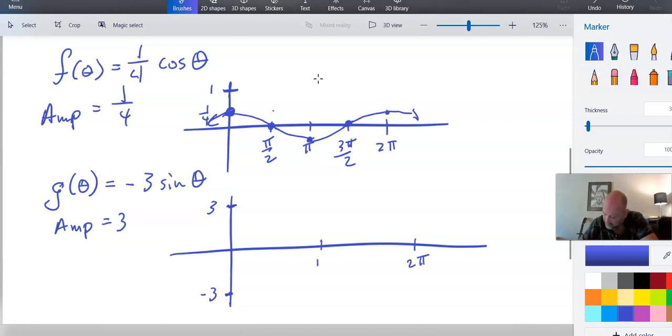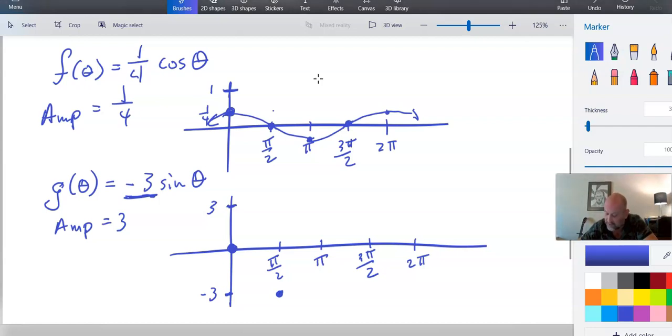And you can actually just work it out directly also. Just take each value of sine and multiply it by -3. So here, normally I'd start out, sine of 0 is 0. 0 times -3 is still 0. Here, sine of pi over 2 is 1. 1 times -3 is -3. And so you notice it's flipping things upside down.